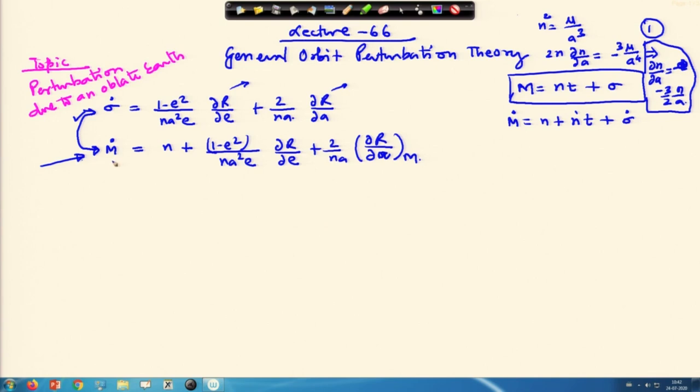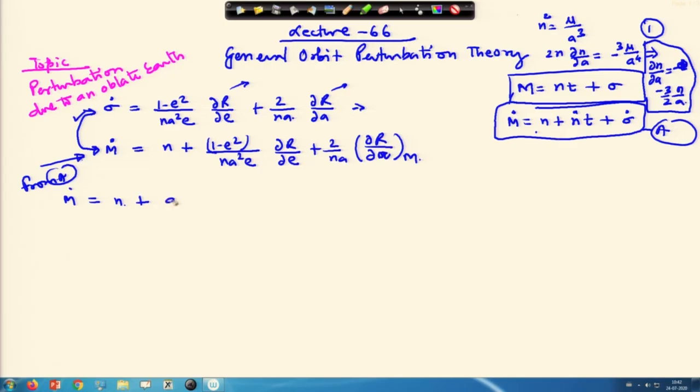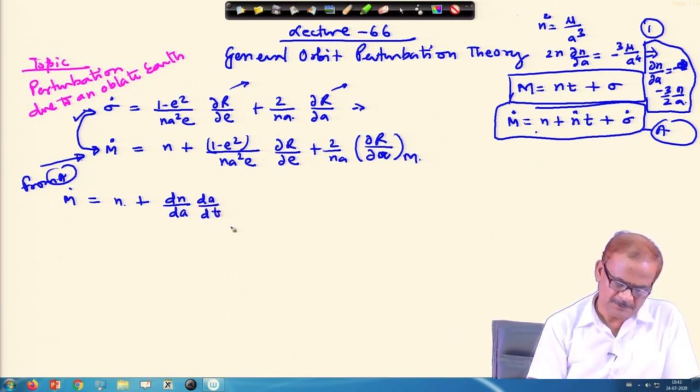Okay, and we have to bring it in this form. So, in this m dot, the sigma dot is already known to us. We can insert this, but we have to replace the other quantities here also. So, m dot becomes n from this equation, m dot equals n plus n dot t plus sigma dot. And n dot we can write as dn by da times da by dt.